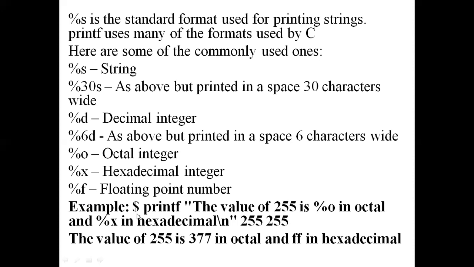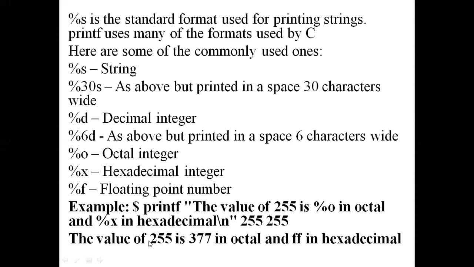So this is the example where you can use different format specifiers. As you can see, printf "the value of 255 is %o". That means now I am trying to print the decimal value 255 in octal as well as in hexadecimal. So for this %o and %x, I am giving 255 as the input. It will convert this 255 into an octal value, and the same 255 will also be converted into a hexadecimal value. That will be displayed in the terminal.